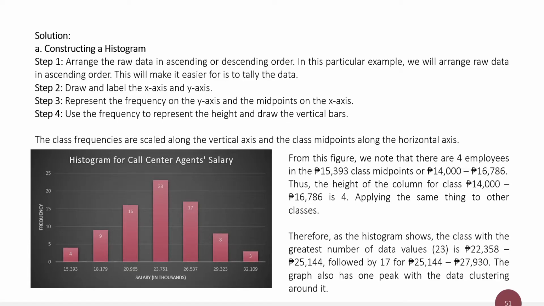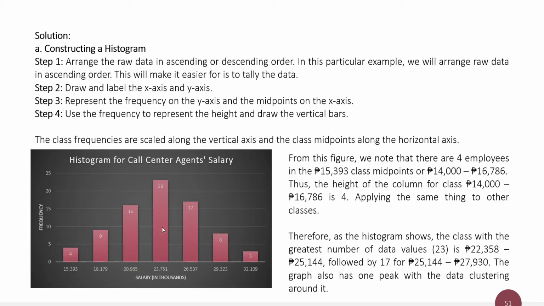So therefore, as the histogram shows, the class with the greatest number of data values, which is yung 23, so kita-kita naman, is 22,358 to 25,144. And in exact, so makikita natin siya sa 23,751. Then followed by 17, which is ito, for 25,144 to 27,930. In exact is nasa 26.537 in thousands. Okay? Then the graph also has one peak with the data clustering around it.